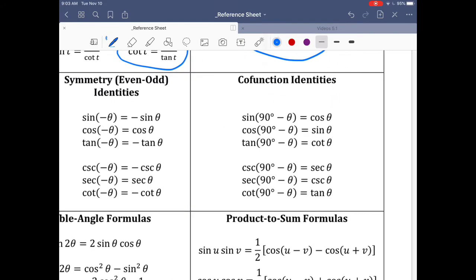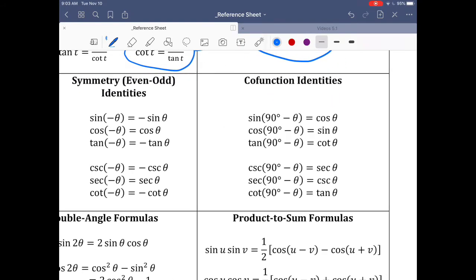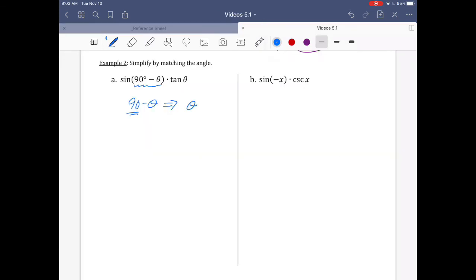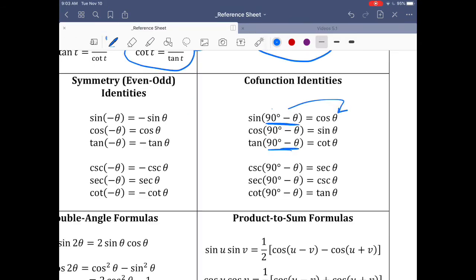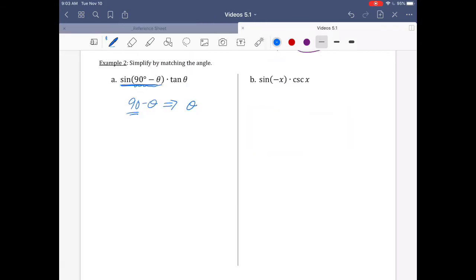Well, if we go back here to the cofunction identities, it does exactly this for us. So what we see is that some expression of 90 minus theta is rewritable as just a theta in all of these instances. So which one is relevant to us right now? Well, the sine of 90 minus theta is the cosine of theta. So using a cofunction identity, the cofunction identity says that the sine of 90 minus theta is equivalent to cosine theta. So let's take this out and put cosine in its place.